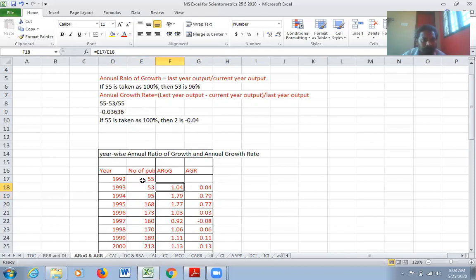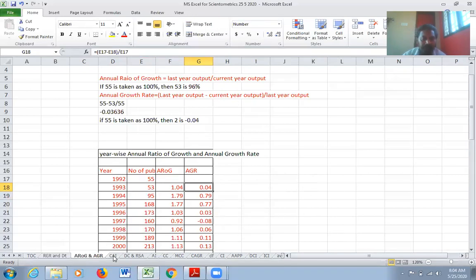So last year output divided by current year output, so annual ratio of growth, and annual growth rate. Again, I have changed it: last year output minus current year output divided by last year output. It says 0.04 annual growth rate. So using this formula, you can calculate annual ratio of growth and annual growth rate.